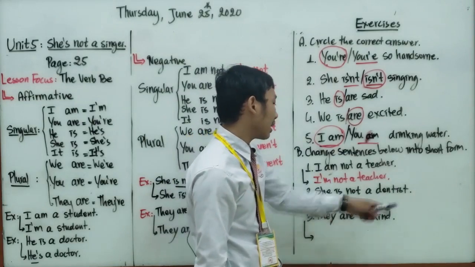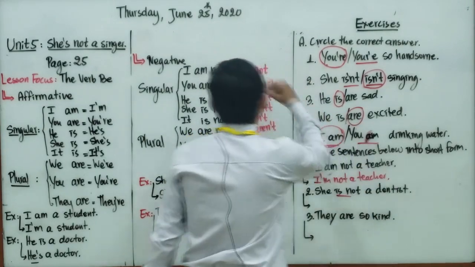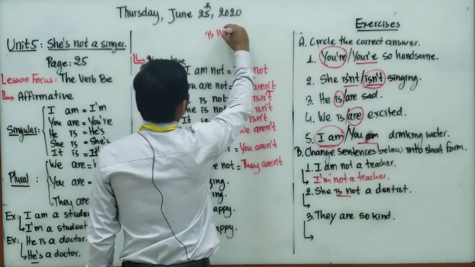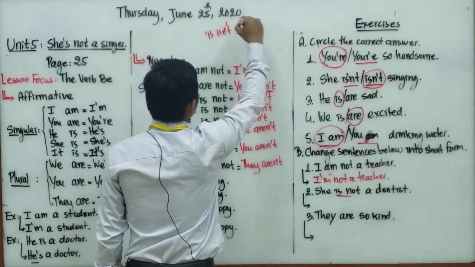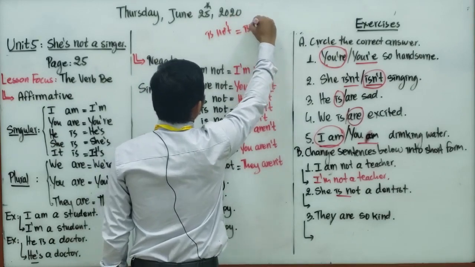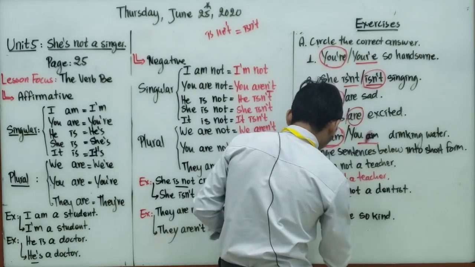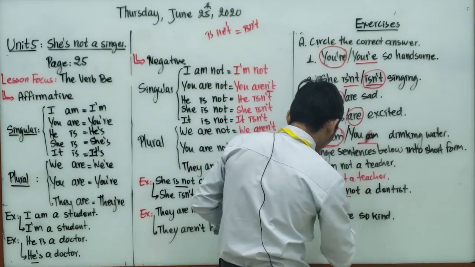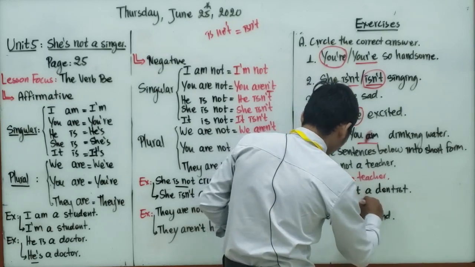She is not a dentist. Look at the rule at the moment, what you should do is not. Short form, what is it? Change it to what is it? Apostrophe, right? So is not becomes isn't. So this one, she isn't a dentist.